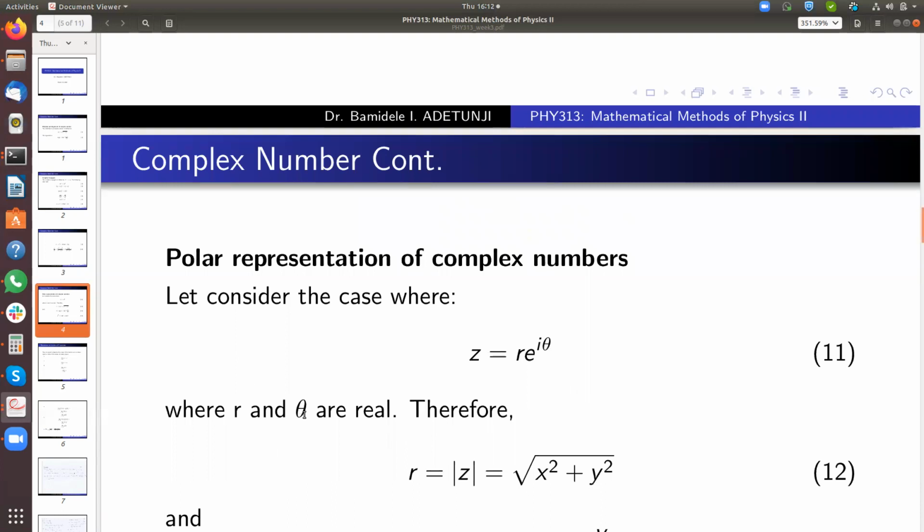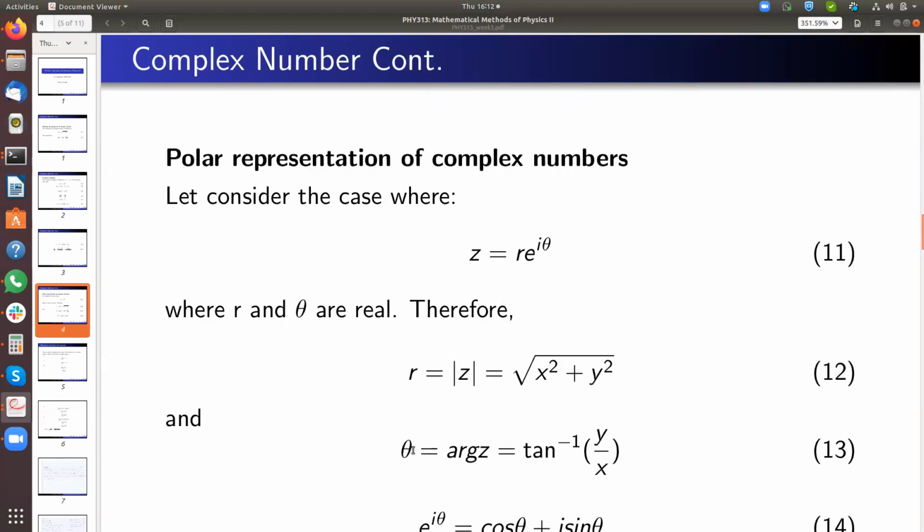Here r and theta are real. So the same thing, we can take the modulus. The modulus of z now is what we know as r in this case. So theta is now the argument that we have discussed earlier on. Hope you are getting it.